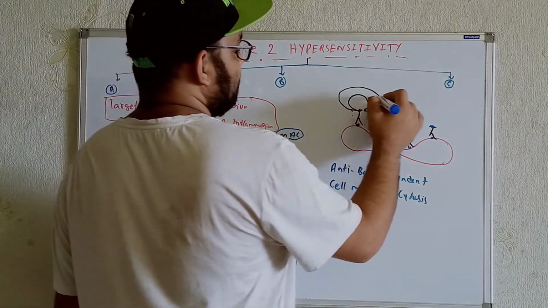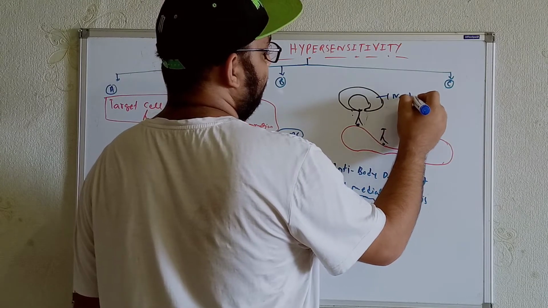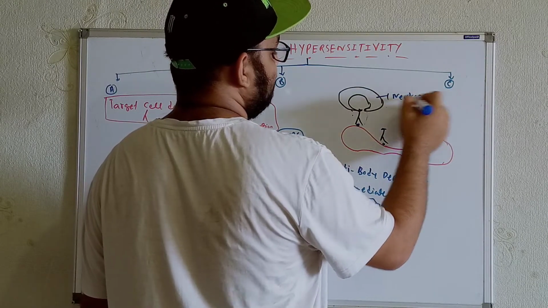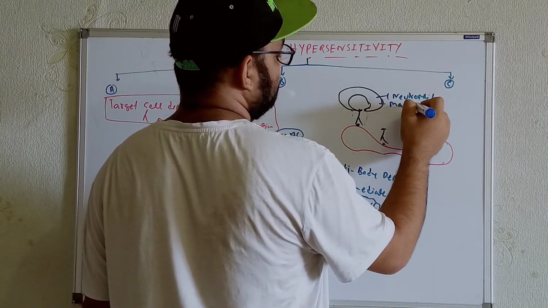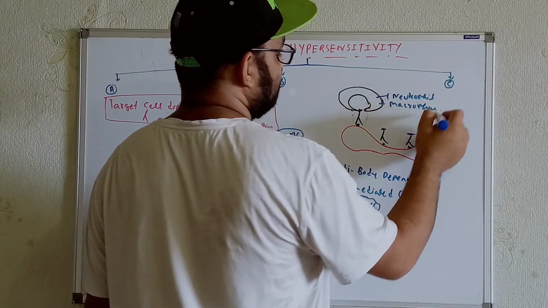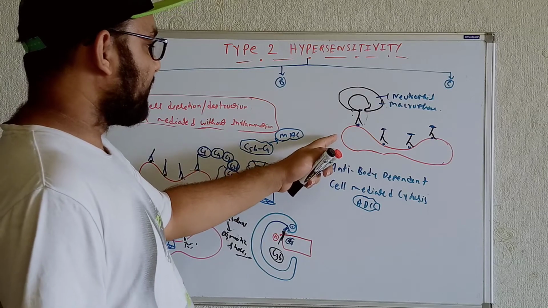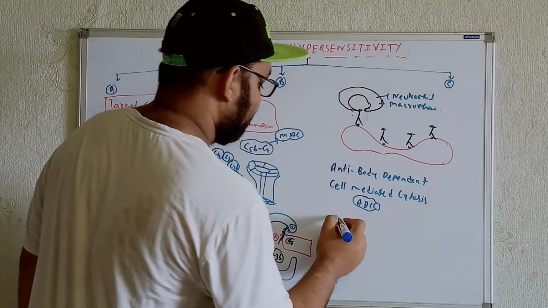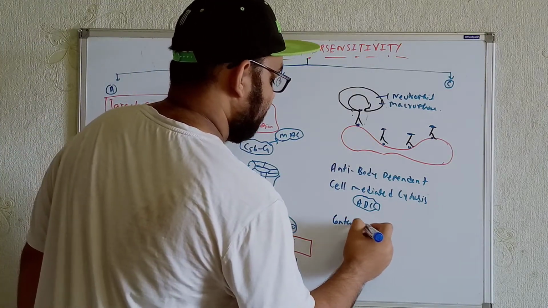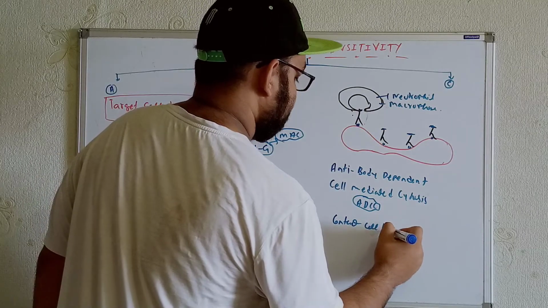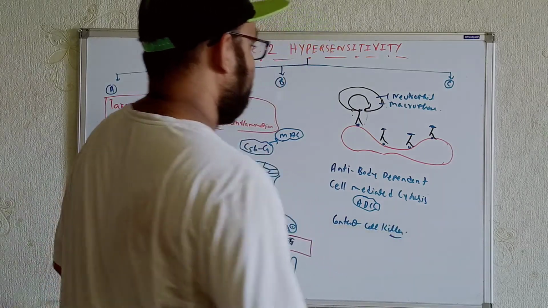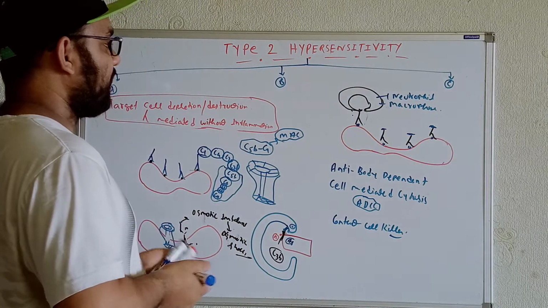Now this type of cell can be the neutrophil, it can be the macrophage. This type of cells we can get over here. So in this way we get the contact cell killer. We can write it over here, contact cell killer. Now this type of thing we'll get in terms of class A.